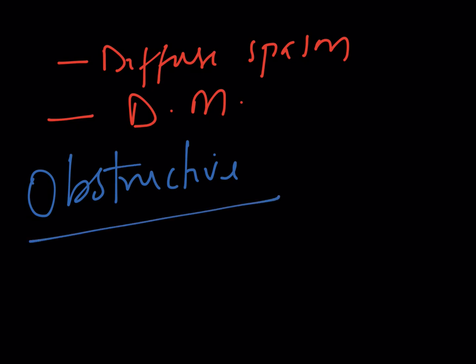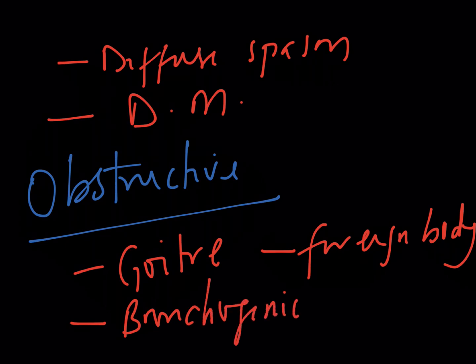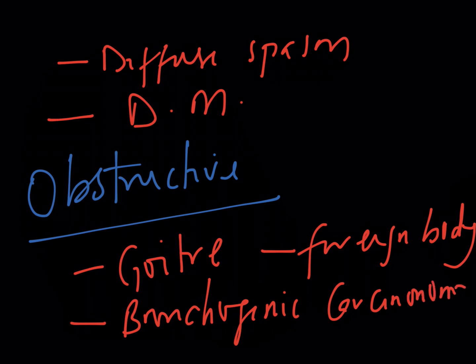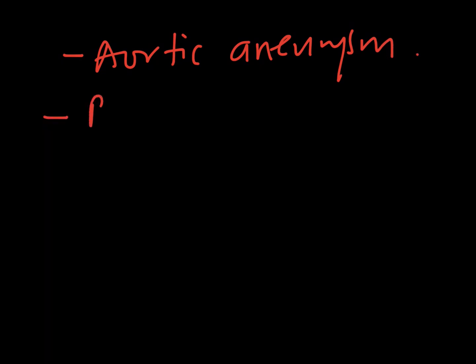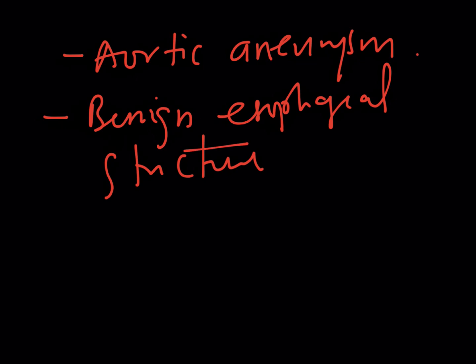Okay, and now what are the obstructive causes? The obstructive causes, we have things like goiter, which is very common. Goiter, that is the thyroid here. And we have foreign body, and we have bronchogenic carcinoma, we also have aortic aneurysm, and there is also benign esophageal stricture. So these are the causes of obstructive esophageal disorders.